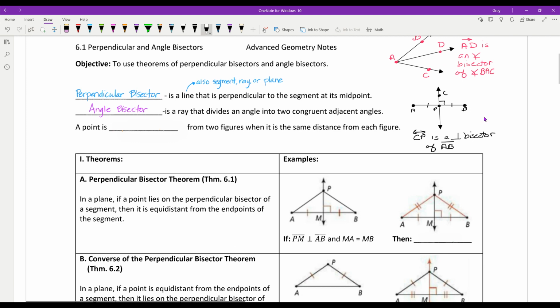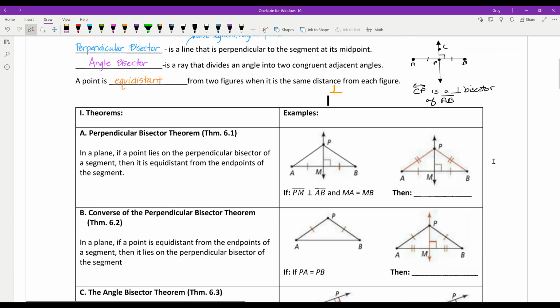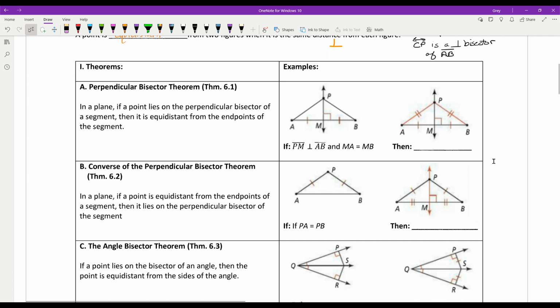Also keep in mind, a point is equidistant from two figures when it is the same distance from each figure. Keep in mind that when we talk about distance from a figure, that's always represented by the shortest distance, which is perpendicular from one point to the line, or however you wish to look at it. And you'll see in our pictures why the perpendicular comes up so often.